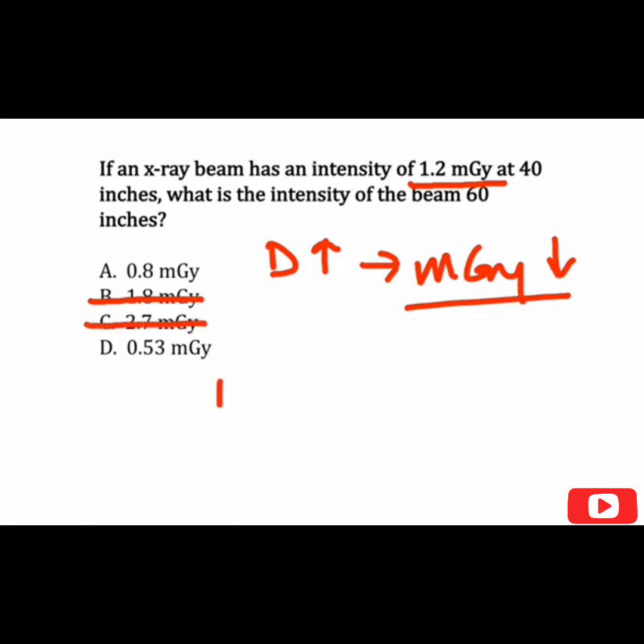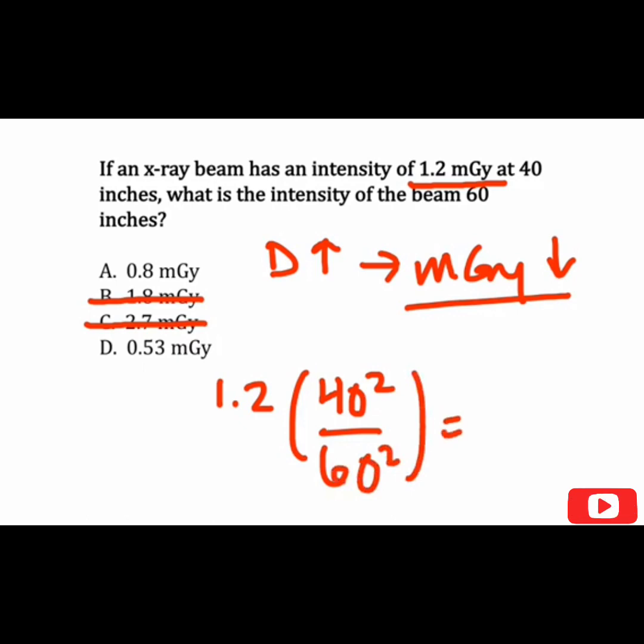We simply start with our initial intensity of 1.2, multiply it by the ratio of the squared distances, which is 40 squared over 60 squared, and that's going to give us a new intensity of 0.53. And so we know the answer is D. And once again, if you had mistakenly forgotten to square the distances, your answer would be wrong. If you had accidentally flipped the numerator and the denominator, in other words, putting 40 squared in the wrong place and 60 squared in the wrong place, you again would have gotten an incorrect answer.